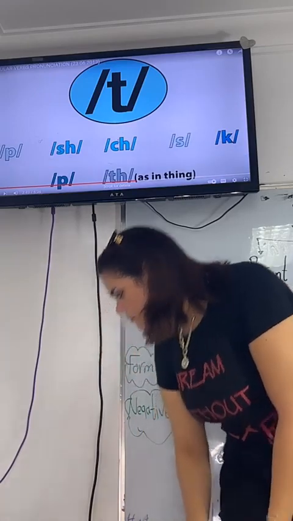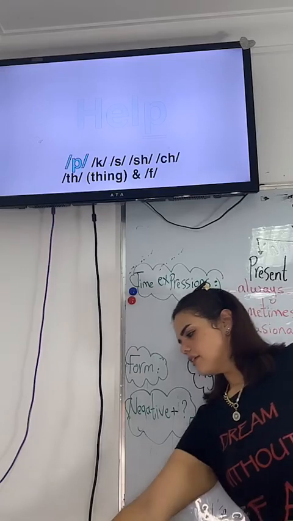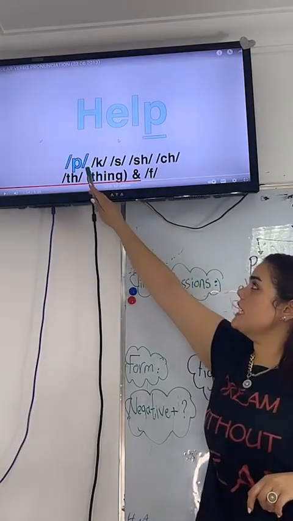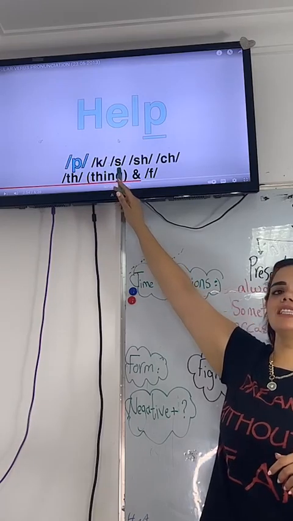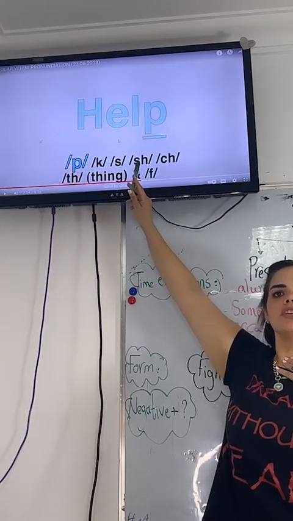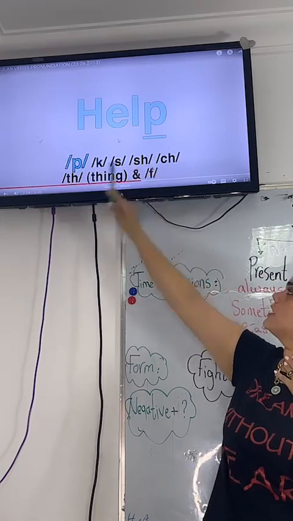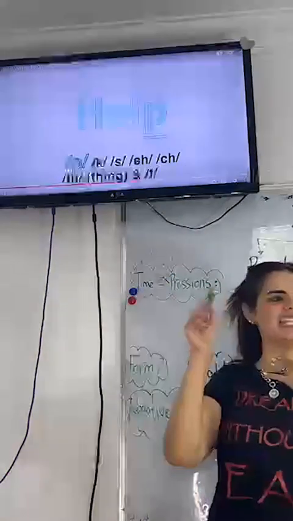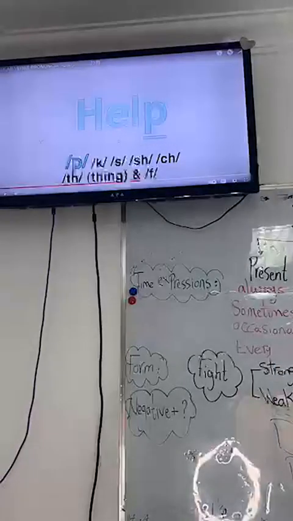These sounds are generally percussive sounds, the kinds of sounds that you would hear in a drum beat. What are the voiceless sounds? The voiceless sounds, Yanele, are letters P, K, S. No vibration. When I add ED, the ED is going to be pronounced like letter T.